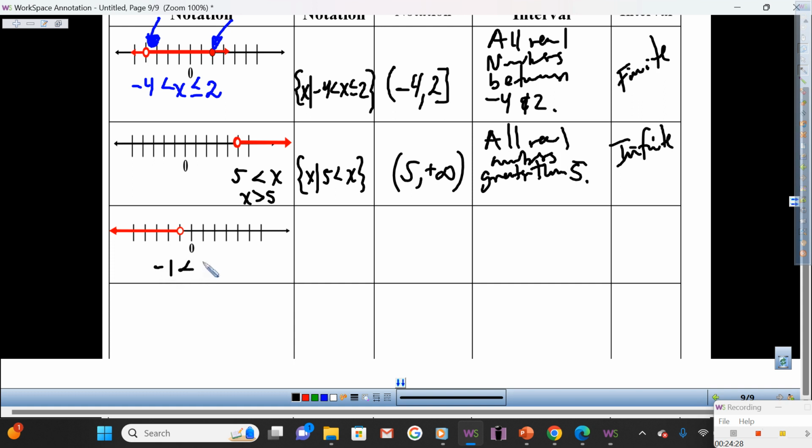-1 is less than x. Let me just double check that. Here's -1. Over here is x. And x is greater than -1. Hands if you got something like that. All right. So set notation.